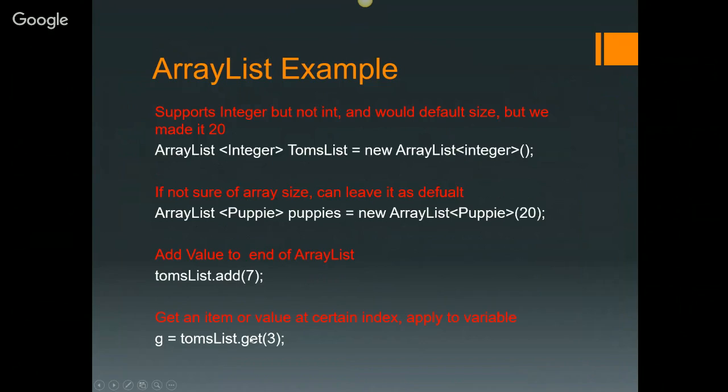Down here, you can get an item or a value at a certain index and apply it to a variable. So this is my variable G. Tom's list is the array. I'm getting the value at index 3, and I'm assigning it to the variable G.